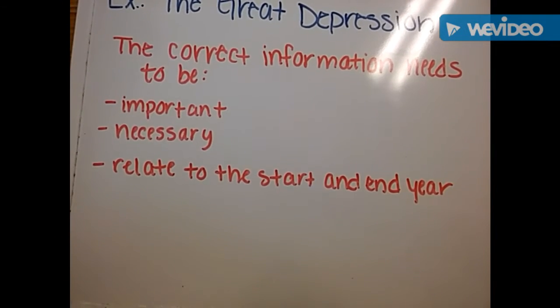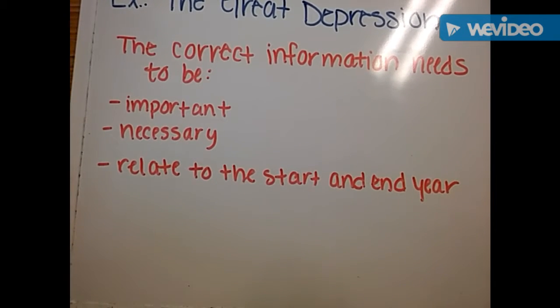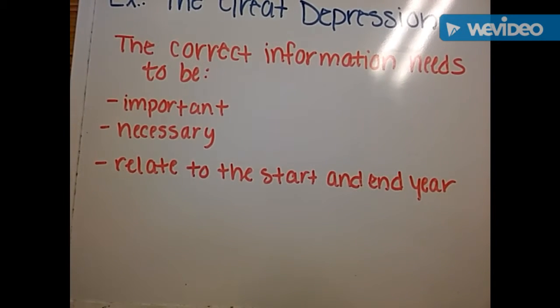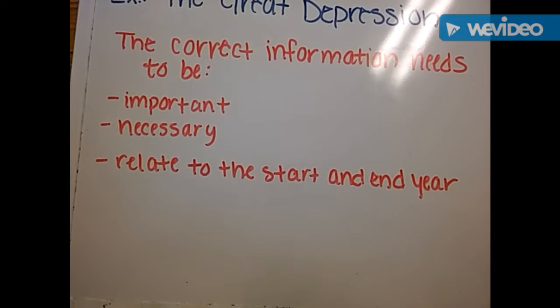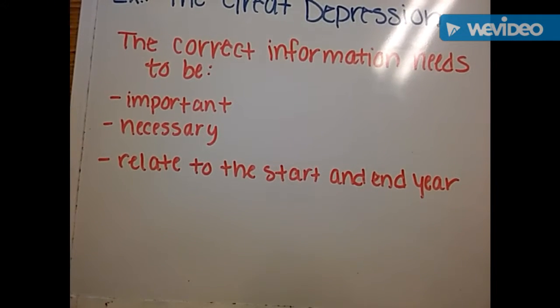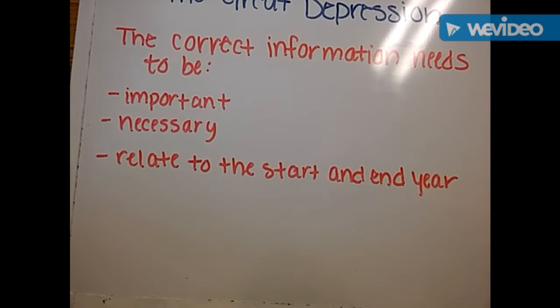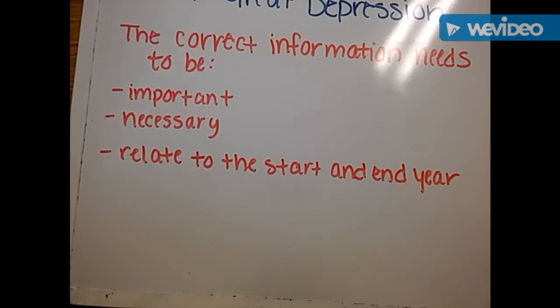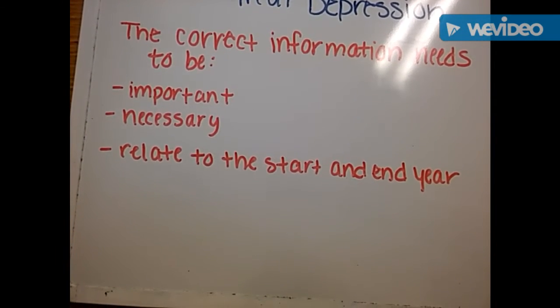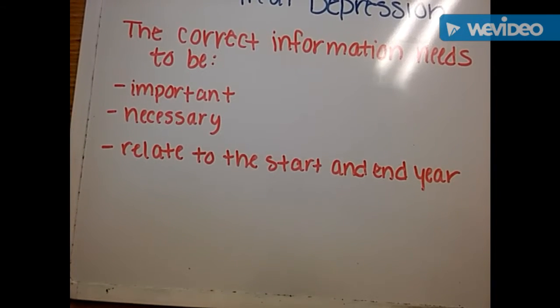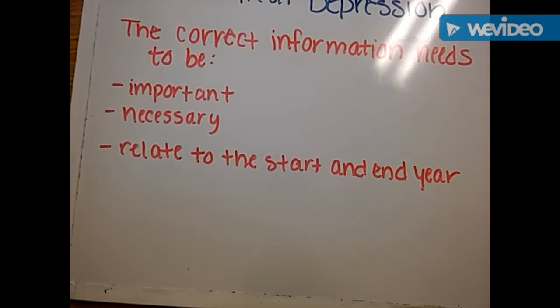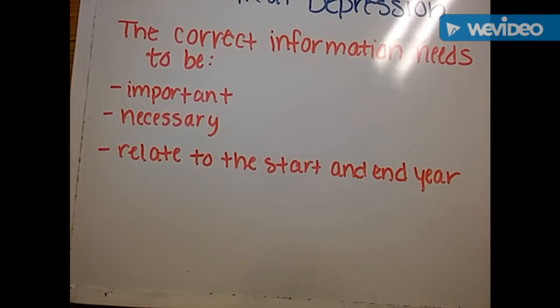So, necessary and important relate to each other. And it also needs to relate to the start and end year of your event. So, the information that you first collect after your start year needs to be what people did right after this event began. And then that information needs to turn into what people did to bring this event to an end.